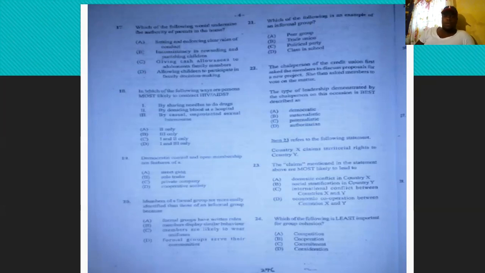24. Which of the following is least important for group cohesion, for persons gelling and working together and being compatible with each other? What is least important? A, competition; B, cooperation; C, commitment; D, consideration. Least likely important is competition, right? Everything else is important for cohesion. Cooperation, commitment, consideration.